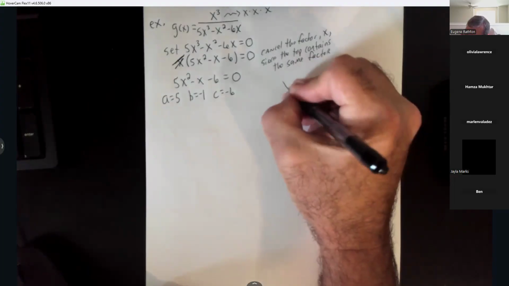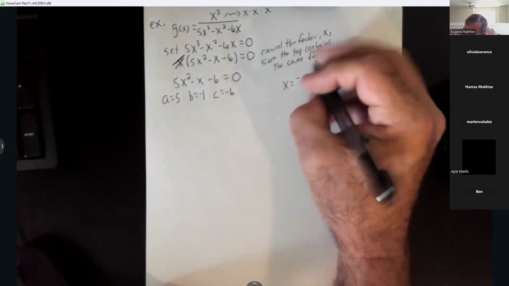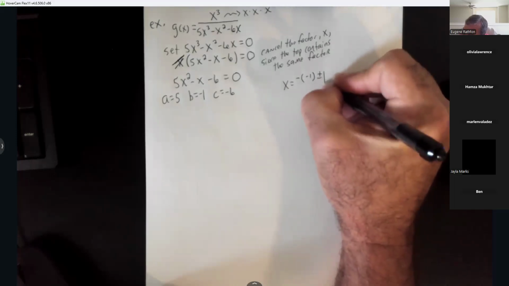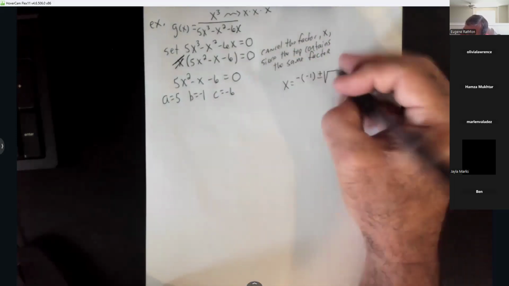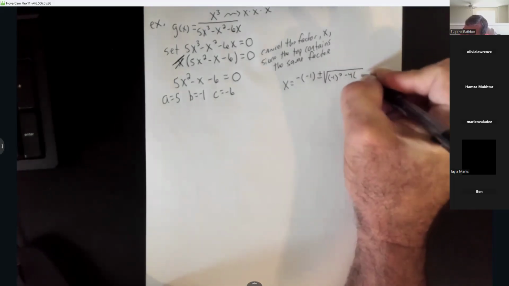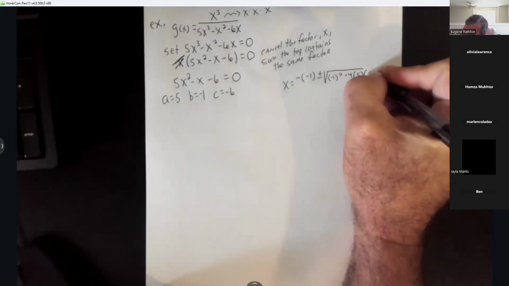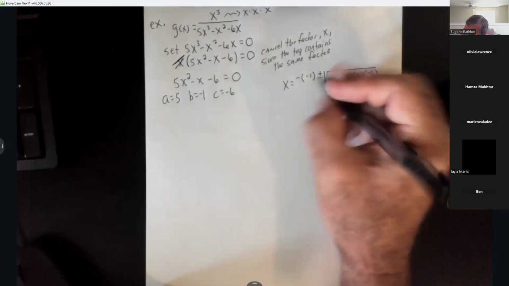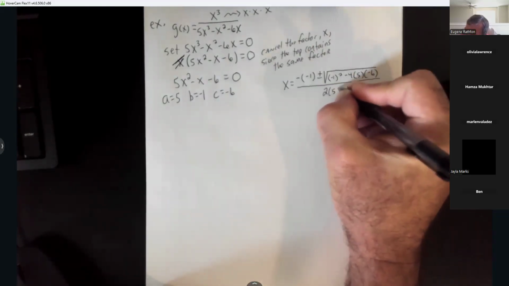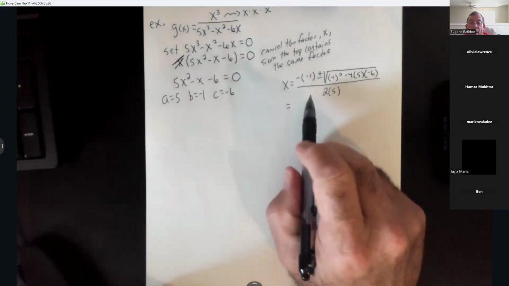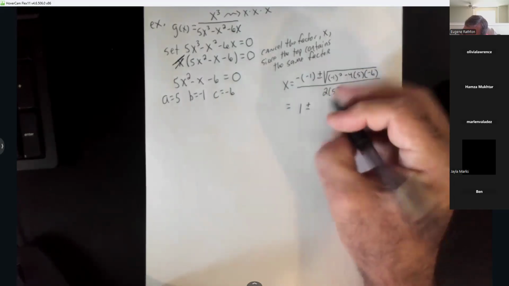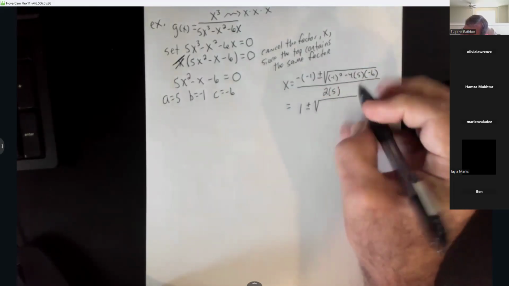So remember the quadratic formula was negative B. Well, B is negative 1, so negative times negative makes a positive 1, plus or minus the square root of B squared, which is negative 1 squared, minus 4 times A, which is 5, times C, which is negative 6. All of that is over 2 times A, which is 5. So let's see what we get under here.